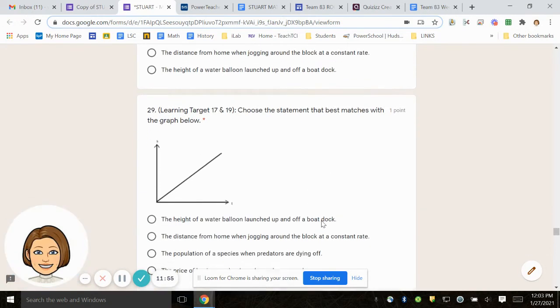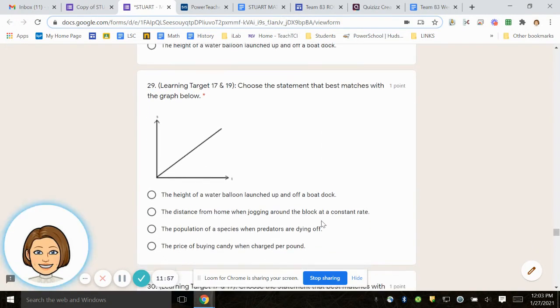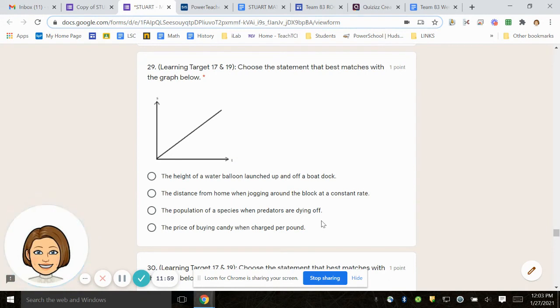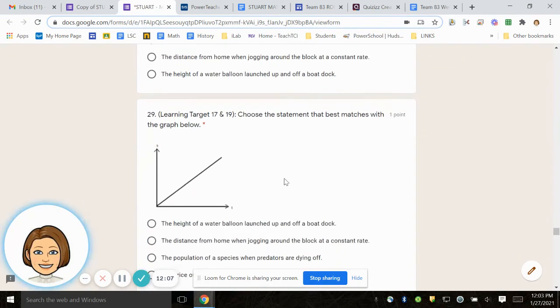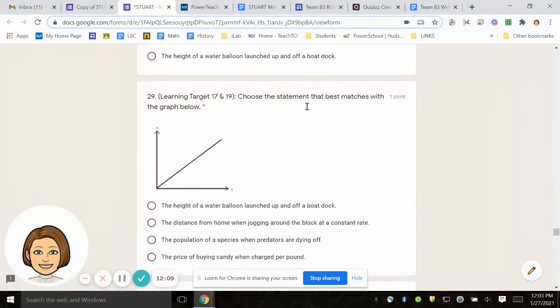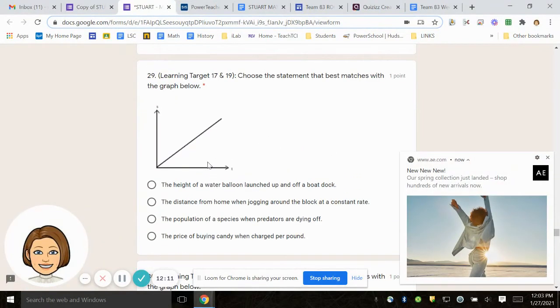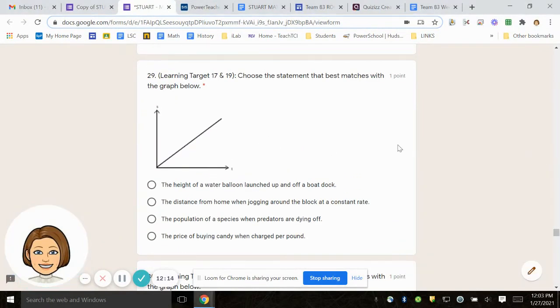Number 29. Choose the statement that best matches the graph below. This is process of elimination, so whatever one you chose up here, probably not going to use twice unless you got it wrong and you can't decide. Does this graph represent the height of a water balloon launched up and off a boat dock? The distance from home when jogging around the block at a constant rate? The population of a species when predators are dying off? Or the price of buying candy when charged per pound?